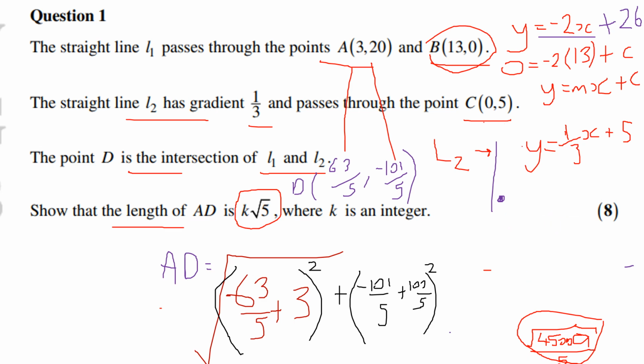So that is one possible answer that I got for that question, although k is not actually an integer in that case. So here I can write 3 as 15 fifths. Now I'm going to be adding it, so hopefully it's a bit easier. So I'm now going to have 78 fifths.